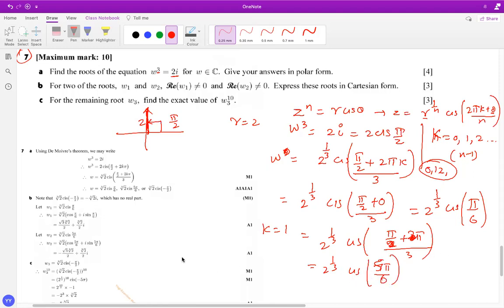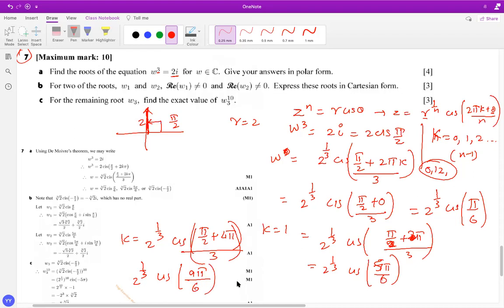And if I take k as 2, I get 2 to the power 1/3 cis of (pi over 2 plus 4 pi over 3) basically. So what we get is 2 to the power 1/3 cis 9 pi over 6, which is 2 to the power 1/3 cis 3 pi over 2. So these are the 3 roots that we found: the first one is here, the second one is here, and the third one is here.